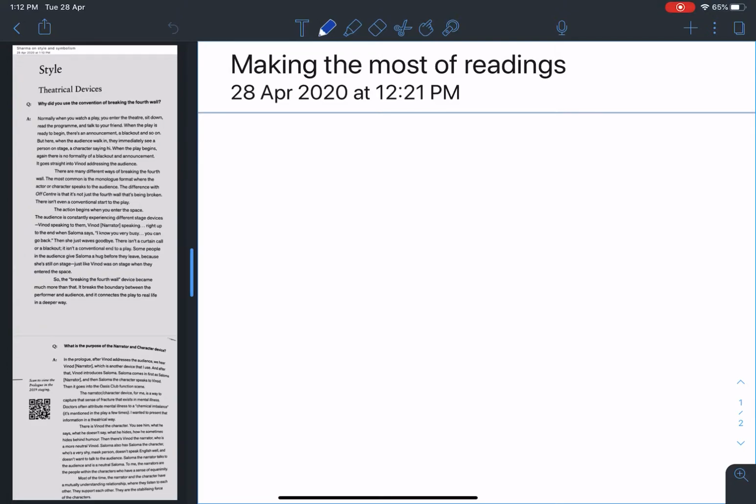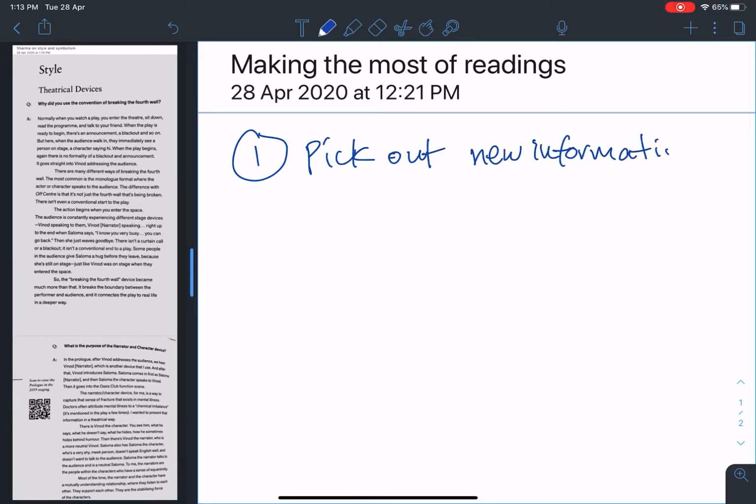Okay, when I pick up something, I already know something about it. So, when I am looking at my reading, what should I do? One, I should always pick out new information. Okay, is it something new that I learned? Two, I should make connections with what I already know.